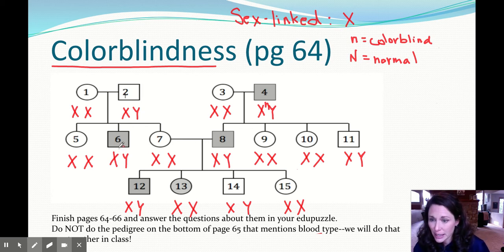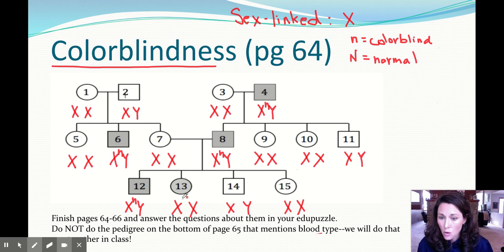Then I look over here, and this individual also is colorblind, so he is going to be X(n), but nothing next to his Y chromosome. Individual number 8 also is colorblind, so he is X(n), nothing on his Y chromosome. Individual number 12 is also X(n) with nothing on the Y chromosome. Then I take a look to see if I'm missing anybody, and sure enough, I haven't filled out the genotype for individual 13. This is a woman, but she's colorblind.